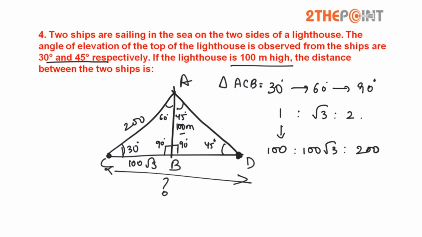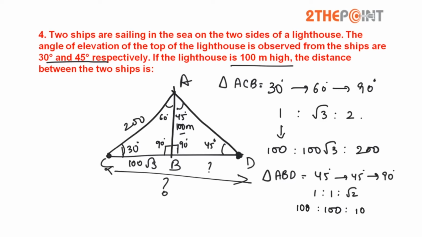And next we have to find for triangle ABD the distance of BD. We have 45 degree, 45 degree and 90 degree. The ratios are 1 is to 1 is to root 2. For 45 degree we have the opposite side as 100 meter, and for the other it also remains same. If it is root 2, for 90 degree we have 100 root 2. So here the opposite side of 45 degree, its measurement is 100 meter. We have to find the distance between the two ships, that is the distance between C and D.